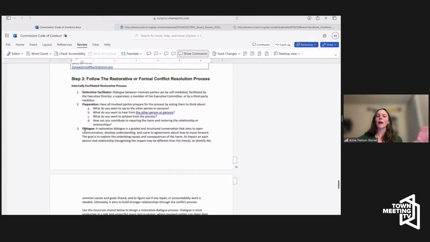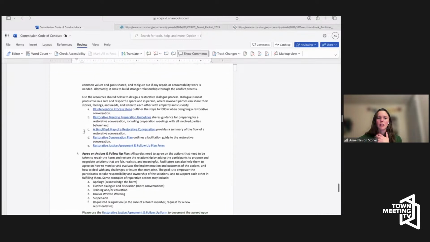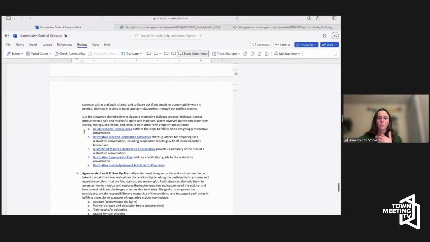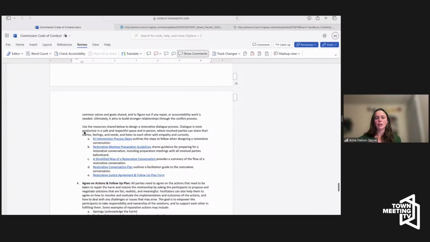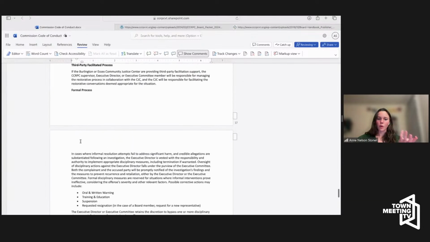So step 3, you either follow the restorative process or the formal conflict resolution process, depending on the conflict. And I break down the steps here for both. So there's an internally facilitated restorative process with some resources that in this version, I think I'll attach as appendices. And then a formal process.